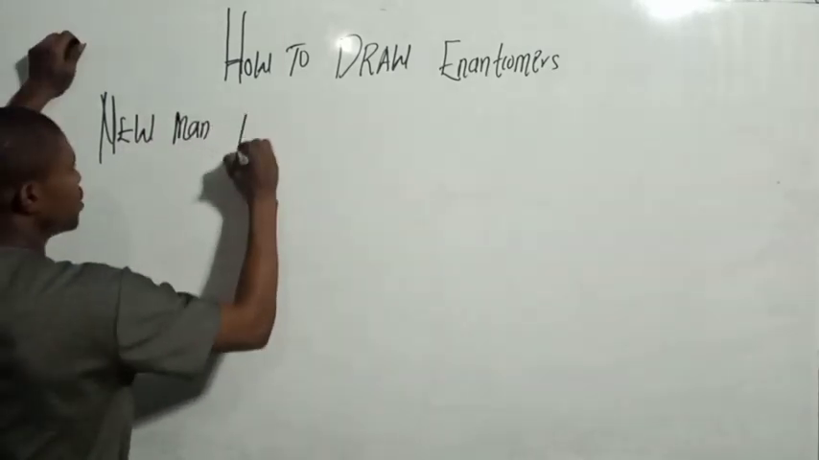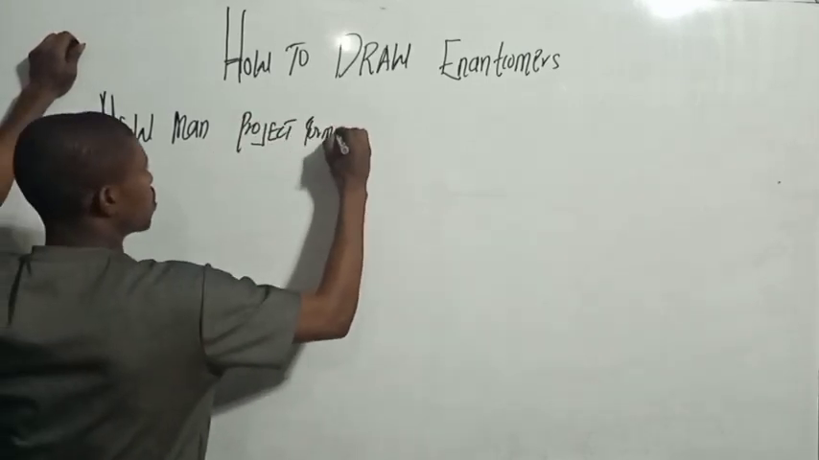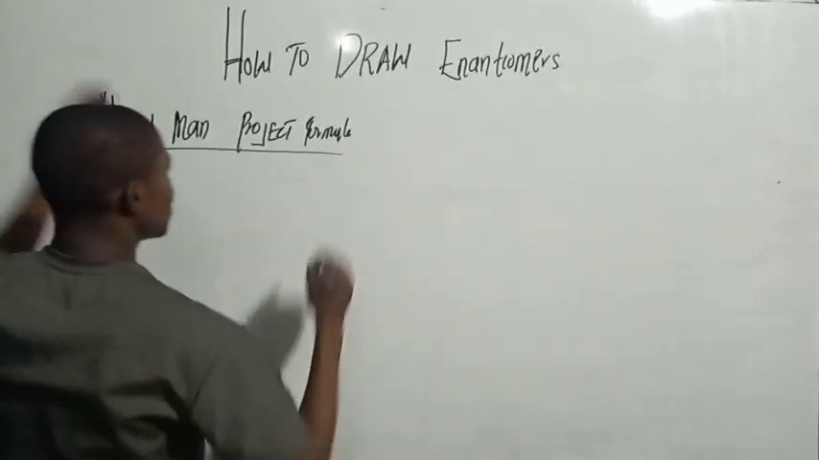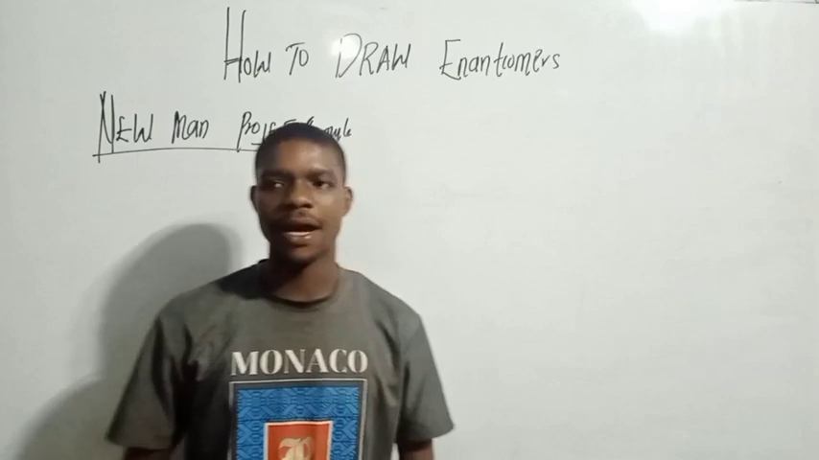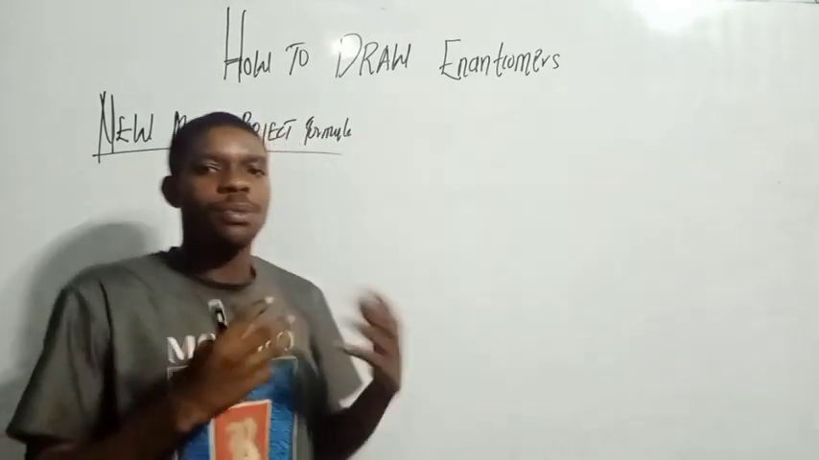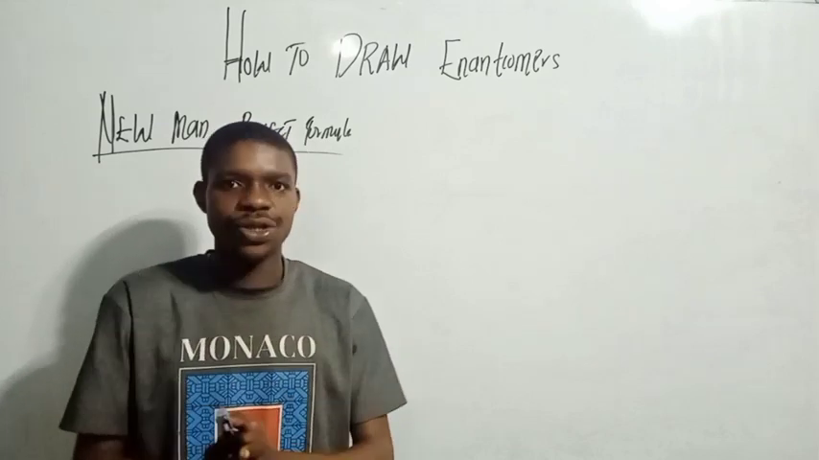Newman projection formula. Again, this one is a little bit easier than the perspective formula. The Newman projection formula is a shortcut for drawing chiral molecules in three-dimensional form.